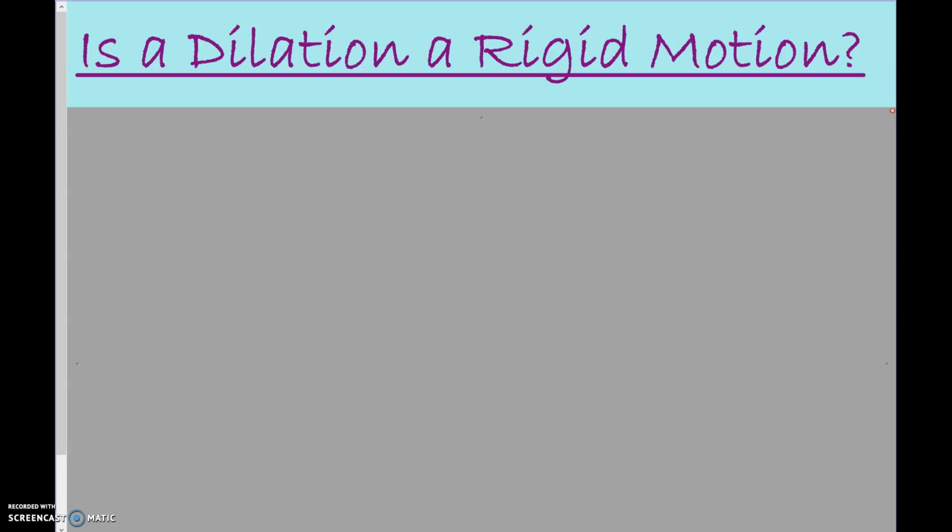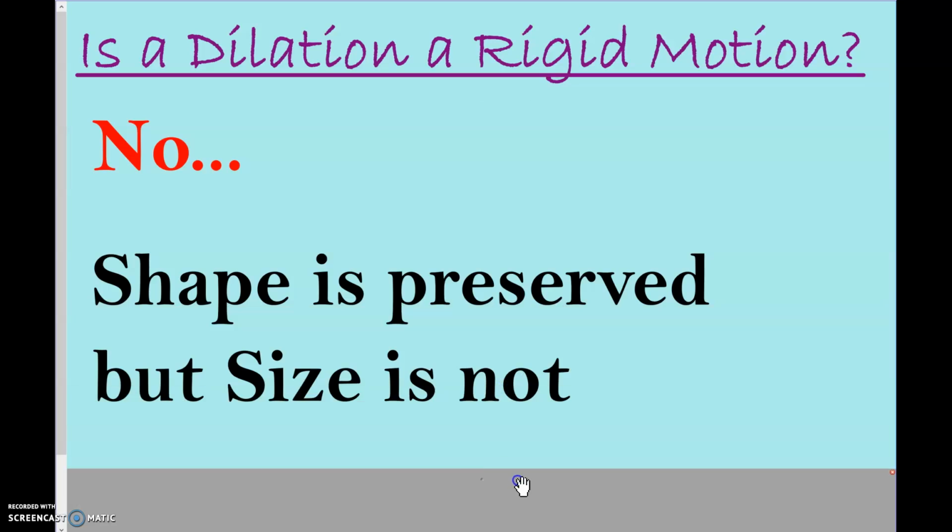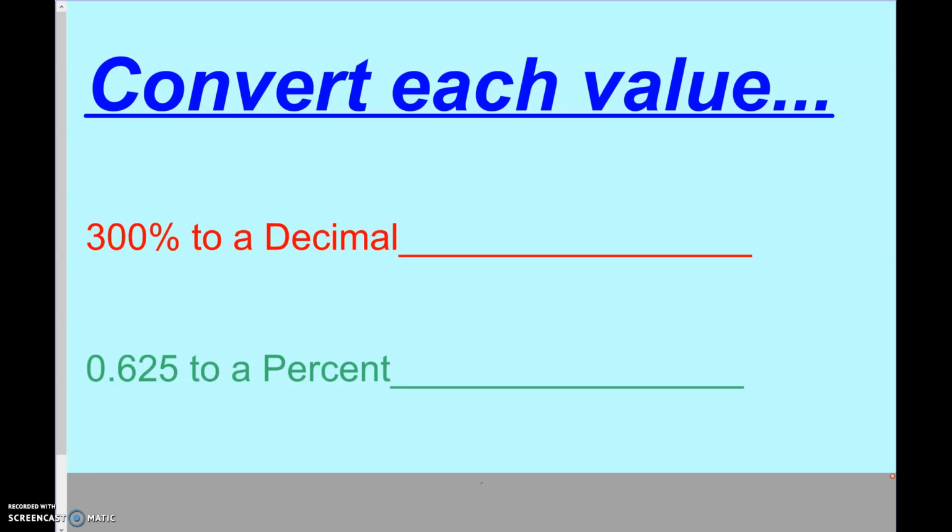Is a dilation a rigid motion? Recall, if it's going to be rigid, it's going to stay the same size and the same shape. Is that true? What's going to happen with a dilation? Nope. The shape is preserved. It stays as a triangle or it stays as a pentagon, but the size does not. That's what the dilation does, it actually changes its size.